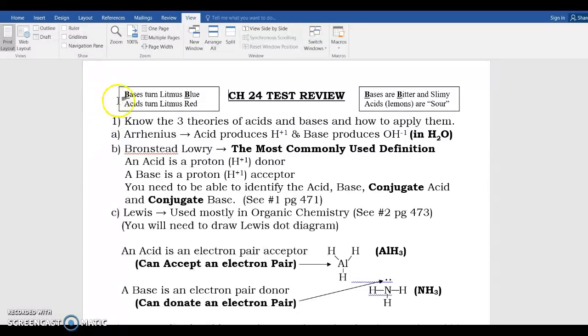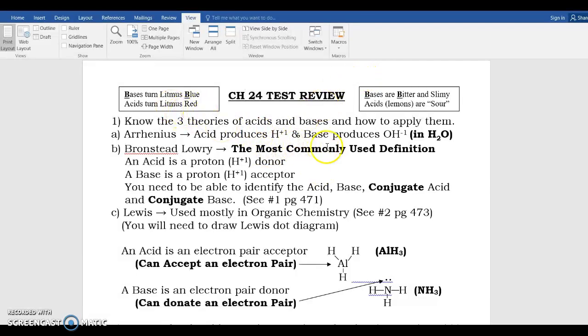At the top of the test review, it says bases turn litmus blue and acids turn litmus red. This litmus right here is an indicator, and what it does is it tells you whether you have an acid or a base. You stick bases on it and it'll turn blue, and you stick acids on it and it turns red. Bases are bitter and slimy, and acids are sour. So those are good little notes to have, especially for the multiple choice region.